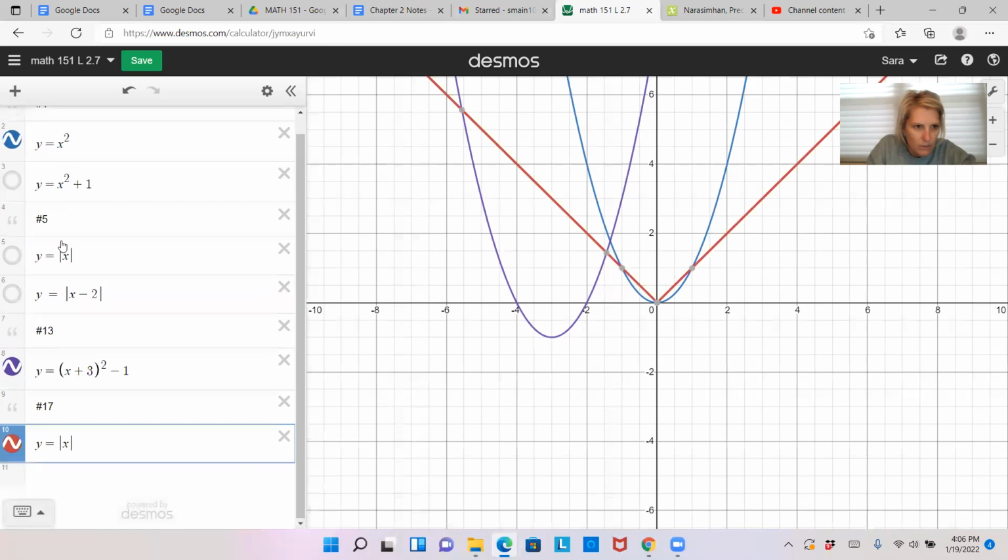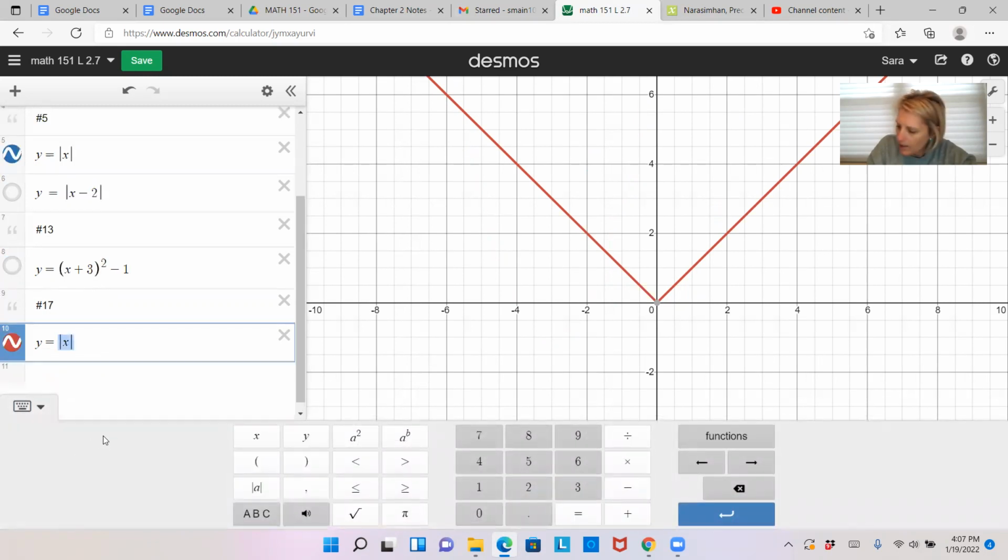Okay, let's turn this one off, turn that one off. Let's turn the base absolute value function on. So there's our base absolute value function. And then number 17 has a negative, so it flips over, and then a 4. So it makes it tighter and sharper. So I'm going to take away the negative for just a minute so you can see what it's going to do. It magnifies it, it makes it bigger and sharper. And then the negative flips it over. There it is. Cool.